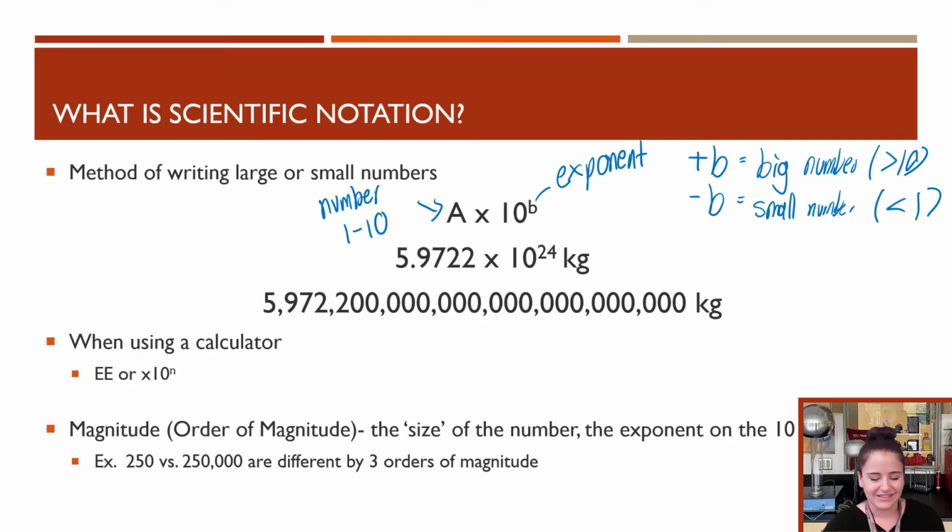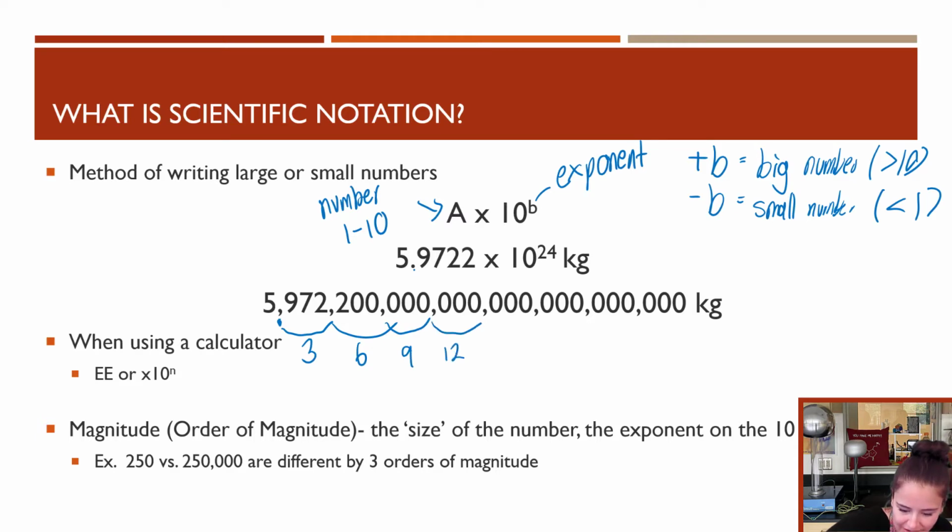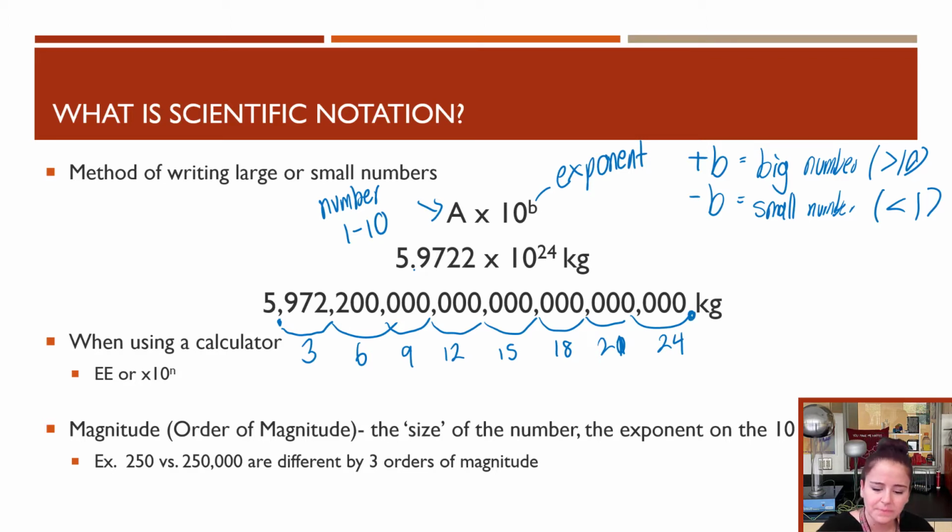But for really big numbers like 5.97 times 10 to the 24th, we wouldn't want to write that out. We would have to do 5.97 times 10, 24 times. The effect of that is moving the decimal over 24 times. So we can see that here. We started with it there, and we moved it 3, 6, 9, 12, 15, 18, 21, 24 times to get our answer. So this is scientific notation mode, and then this is standard format, regular format, whatever you want to call it.